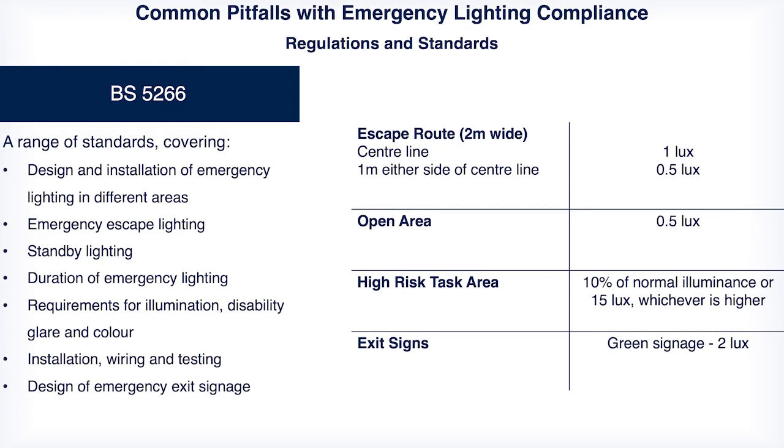Two areas which are not always frequently known about are high risk task areas, where the illumination level is a lot higher, and that will normally be 10% of normal illuminance. So if in a workshop area or a warehouse area you have 300 lux or maybe 500 lux, then the emergency lighting level provision has got to be 30 lux average or 50 lux average across that area, with a minimum level of 15 lux across that as well.